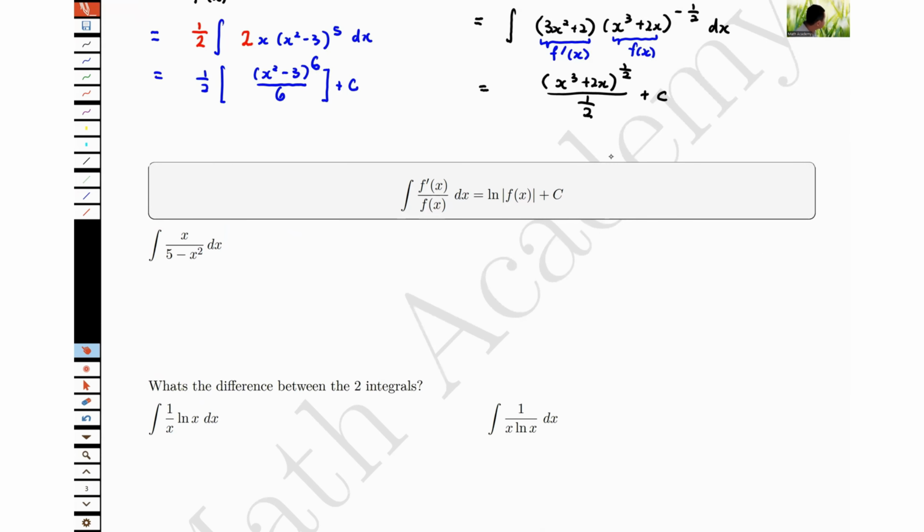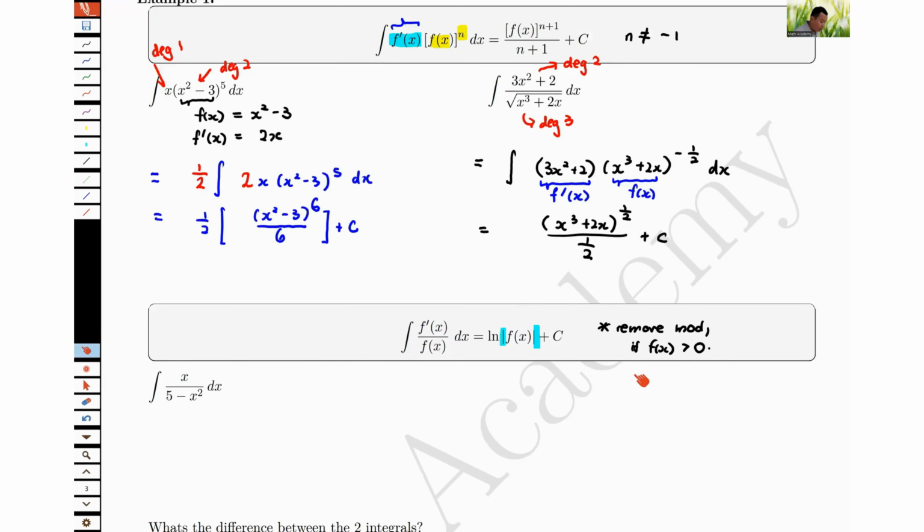Okay, next problem. When you have f prime over f(x), then you go for ln. Okay, so ln always comes with a modulus. You can only remove the modulus if f(x) is more than 0. Okay, just put a note by the side. Remove mod if f(x) is a positive term. The logic is because you always want to ln a positive number.